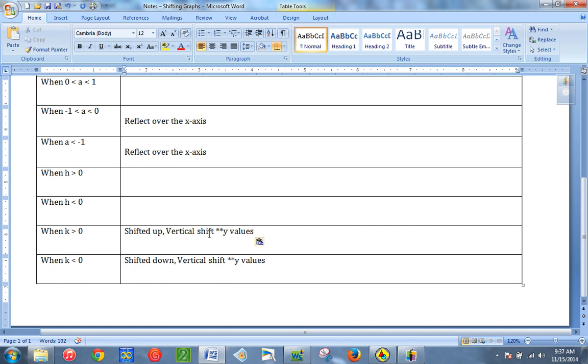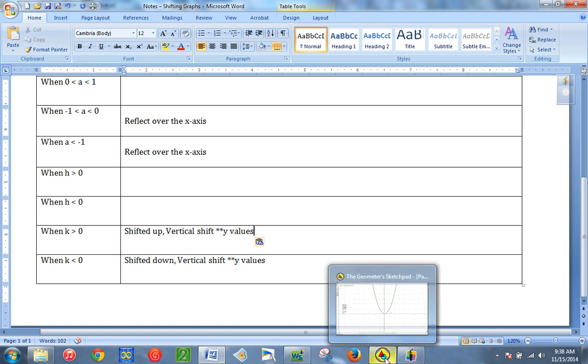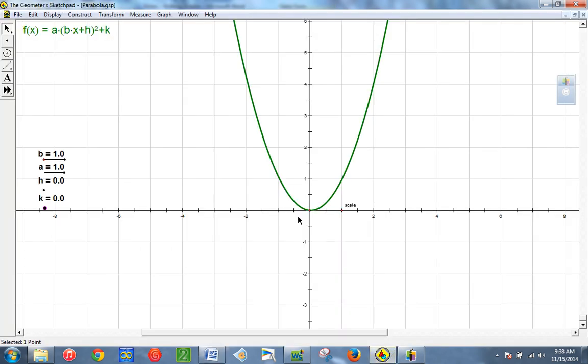Make sure that you pause if I'm going too fast. I was trying to make the video not too long though, okay? Alright, let's look at H. So hopefully, knowing that K moves things vertically, you can kind of deduce that H is going to move things horizontally, but H is a little crazy.